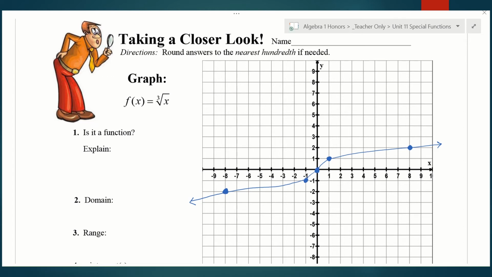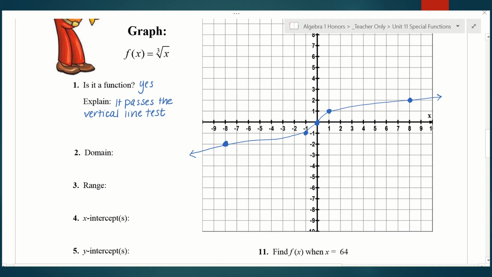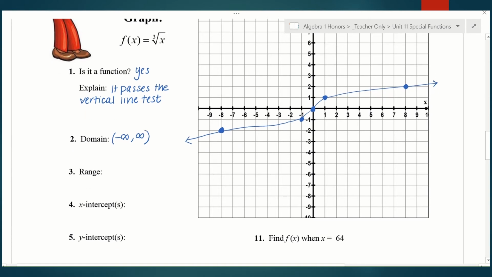Okay, so is this a function? Yes. I'll change up my explanation here. It passes the vertical line test. So maybe if you wrote that for the first one, maybe for this one you'll want to write that every input has exactly one output. Okay, our domain. So the furthest left and right this graph goes is all the way from negative infinity to positive infinity. The range will be the same. The lowest it's going to go is negative infinity. That arrow to the left is going to keep going down. And the highest it goes is going to go to positive infinity because the arrow to the right is going to continue to go up.